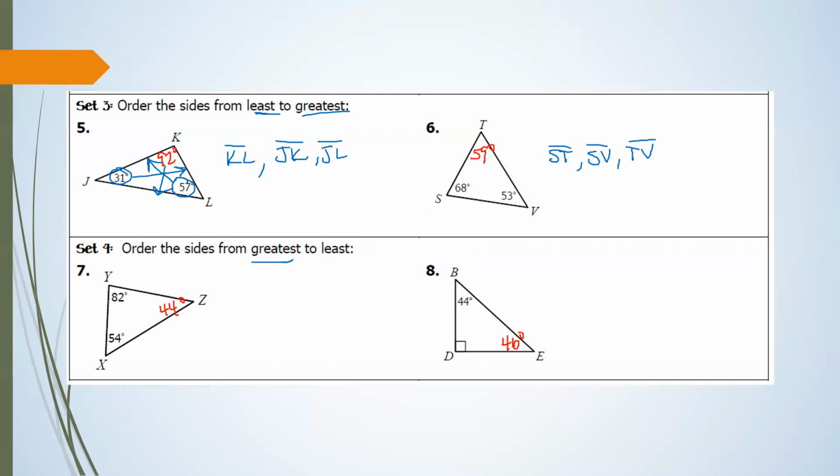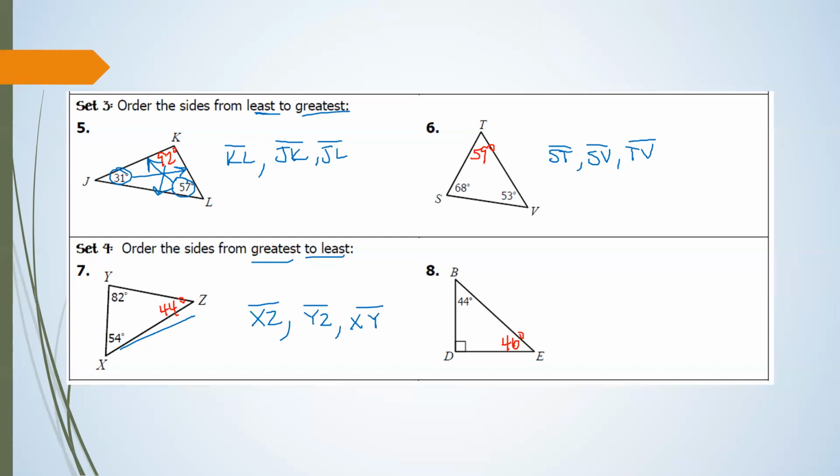And the next one, we're going to go from greatest to least. So my greatest angle is 82, which means my longest side is XZ, the side across from 82. My medium angle is 54, so my medium length side will be the side across from it, YZ. And my smallest angle is 44, so my shortest side will be across from that, XY.